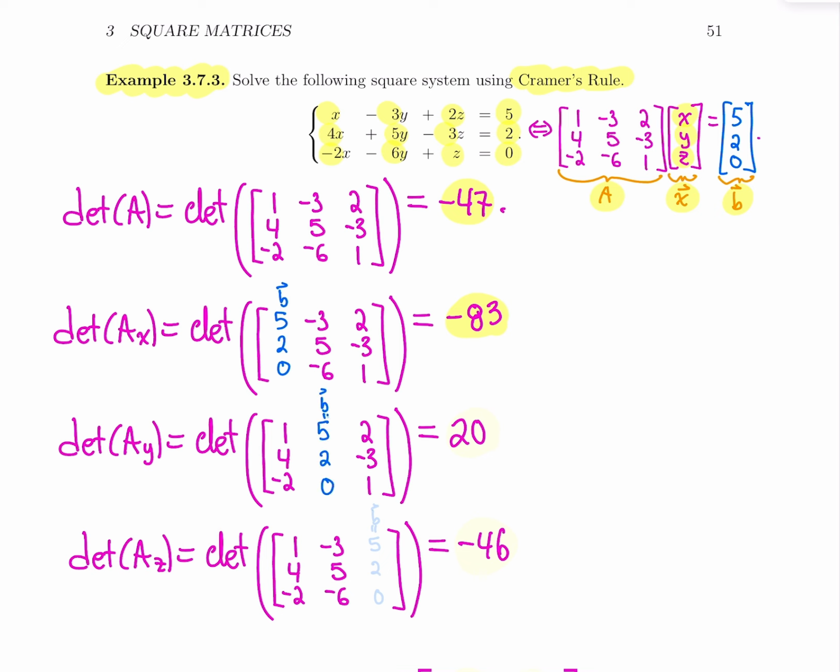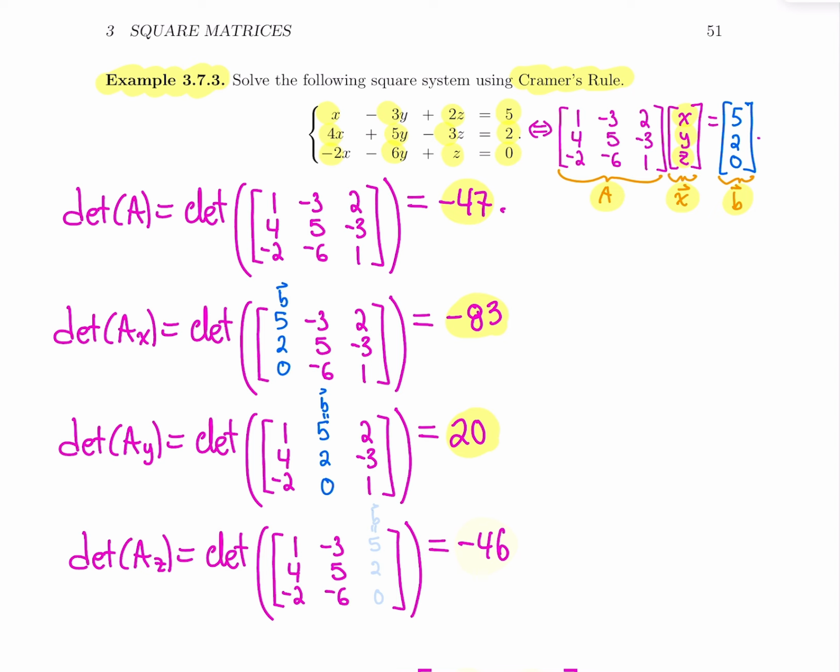So here I'm replacing the second column by b. Make sure you try. These are nice practice examples. Make sure you compute your determinant using your formula or any way you understand how to compute this 3 by 3 determinant. Double check that you get 20.